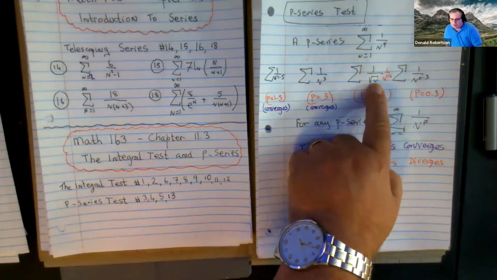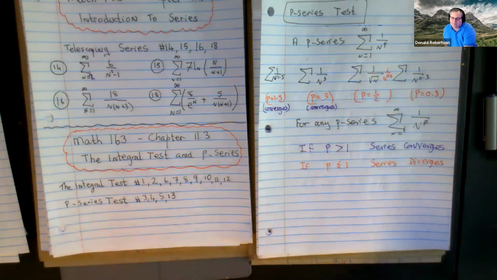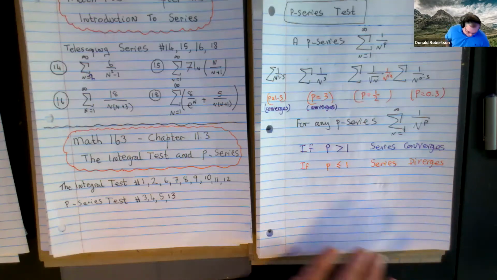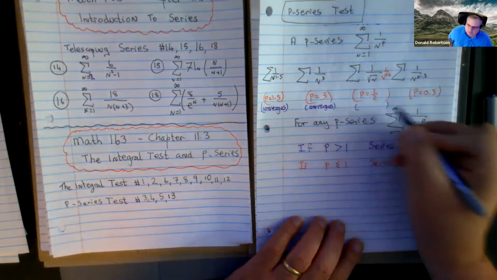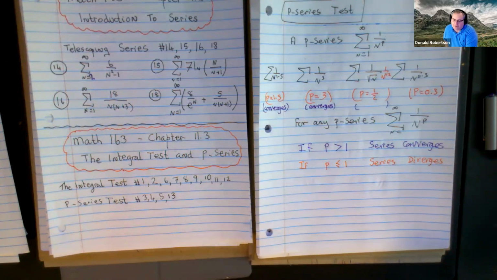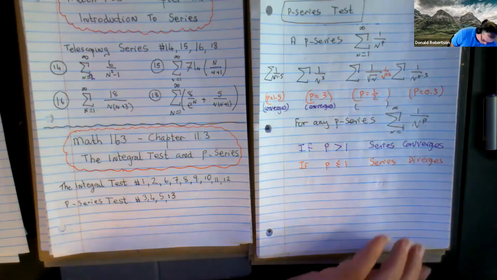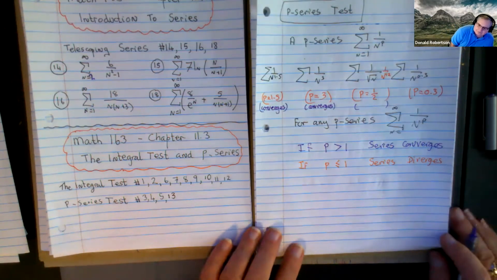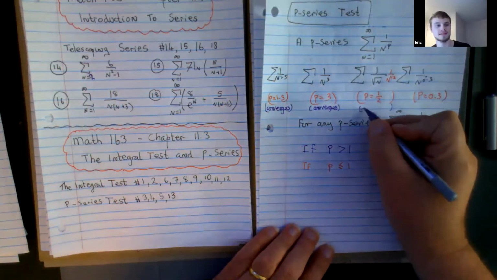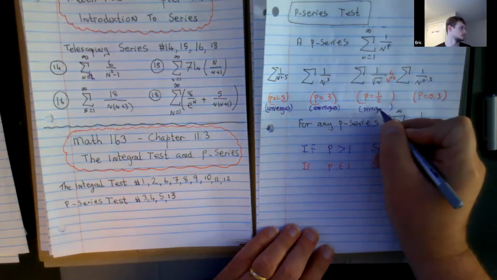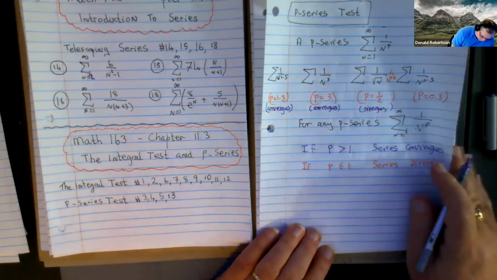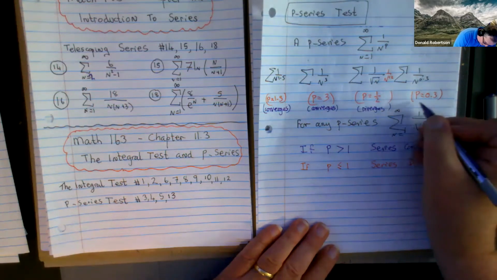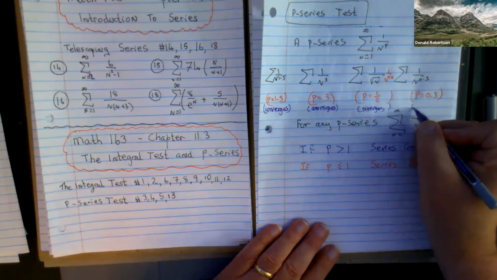What about the 1 over square root of n, which is a p-series of a half? What does that do? Converges or diverges? It has to do one or the other. Diverges. Yes, diverges. And the last one, the 1 over n to the 0.3, since it's a p-series of power 0.3, and 0.3 is less than or equal to 1, this one also diverges.